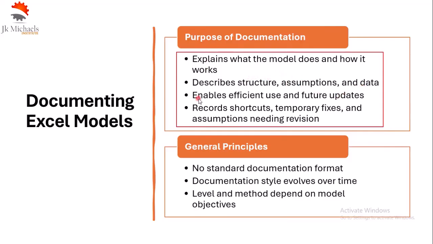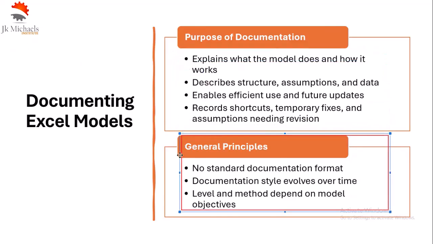You want your model to enable efficient use and help the person make updates going forward, because a lot of times model assumptions can change, and the user might decide to test a different assumption on the model. So future updates should not mess up the whole dimension of the model, but should work closely with the model. And then it records shortcuts, temporary fixes, and assumptions that need revisions. This is the purpose of providing documentation. Now let's look at what the general principle around this would be like, right?